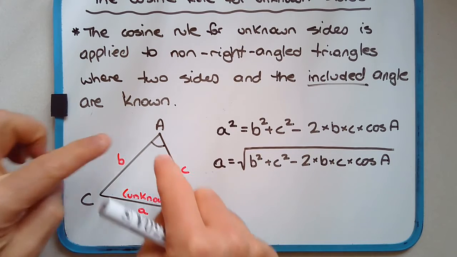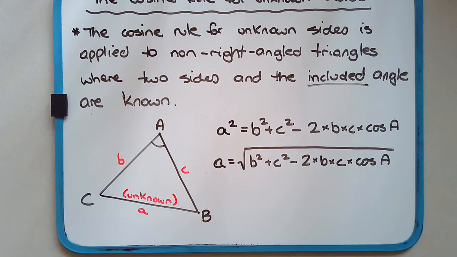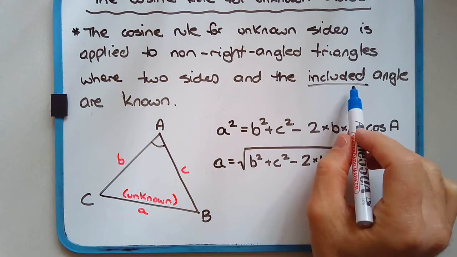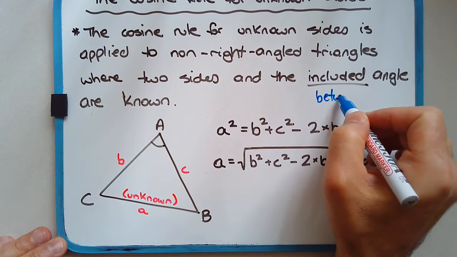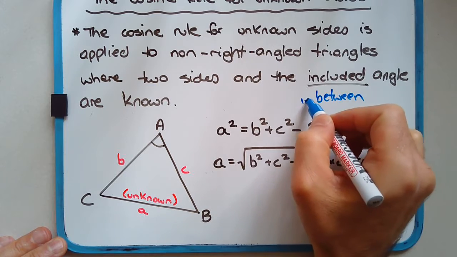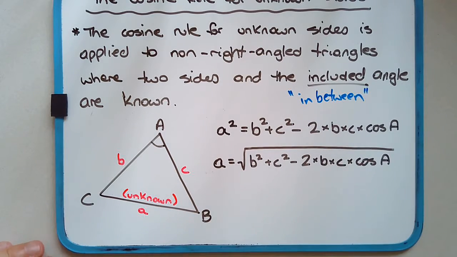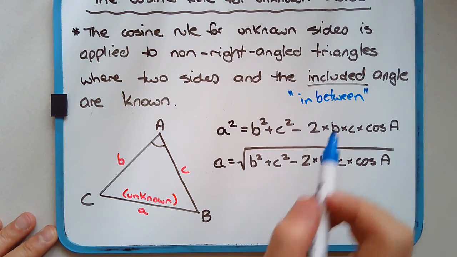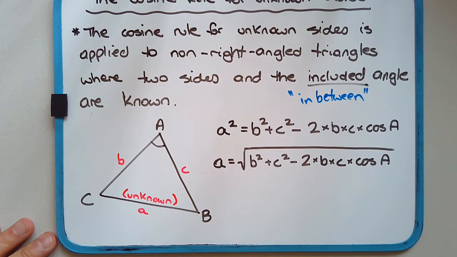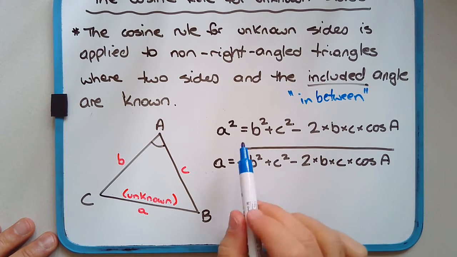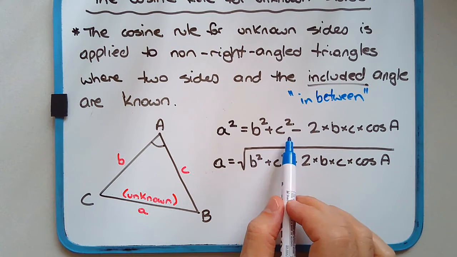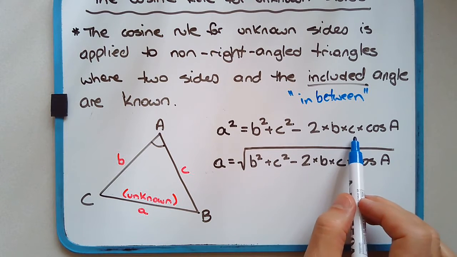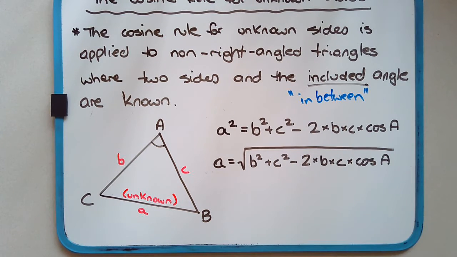So you have two known sides, and you have an included angle. Included means in between. So in between the two known sides is the included angle. And the formula goes something like this: a squared equals b squared plus c squared minus 2 times b times c times the cosine of A.